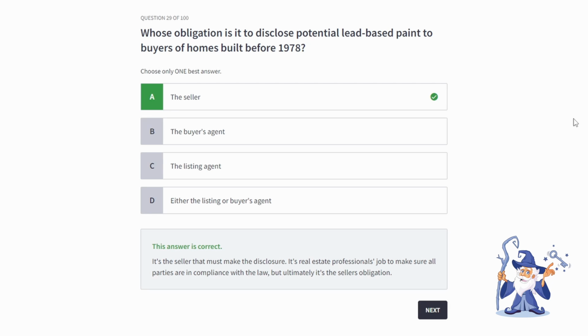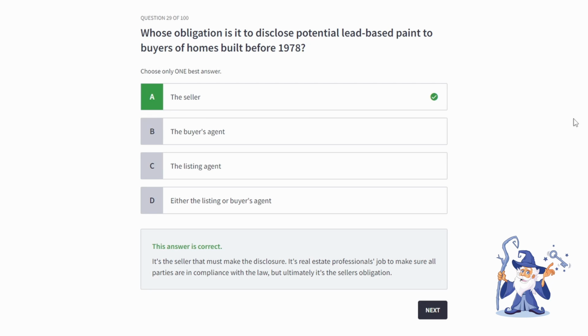Now, it's the real estate professional's job to make sure all parties are in compliance with the law, but ultimately, it's the seller's obligation. So again, it's one of those trick questions that if you're not familiar with your lead-based paint laws and disclosures, obviously you're going to get confused, because to the average eye, I think a lot of people would put, and maybe this is one of you guys right now, maybe you put, oh well, clearly it would be the agent or the listing agent or buyer's agent, because that's our job. But again, remember, it's the real estate professional's job to make sure parties are compliant with the law, but ultimately it's the seller's obligation.